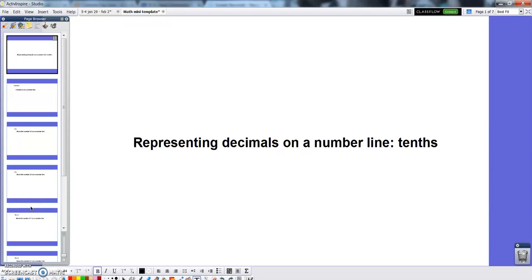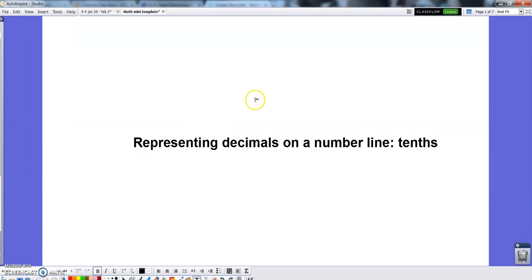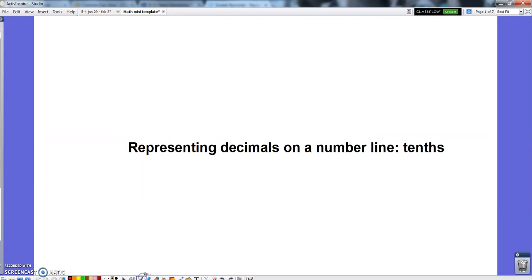Good evening, fourth grade. Today we're gonna represent decimals on a number line. Just tenths today. We're not gonna do hundredths till tomorrow. So representing decimals on a number line, tenths. Please label that as the next page in your math notebook. And when you've done that, close it up and give me your full concentration.